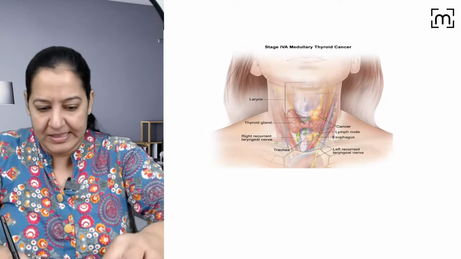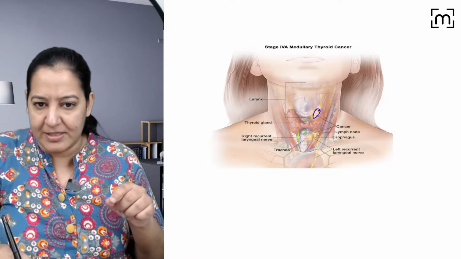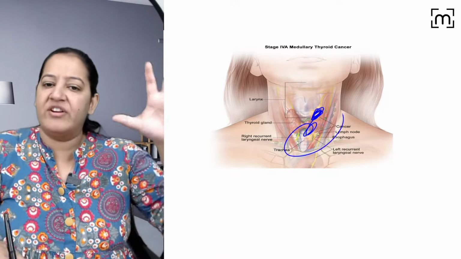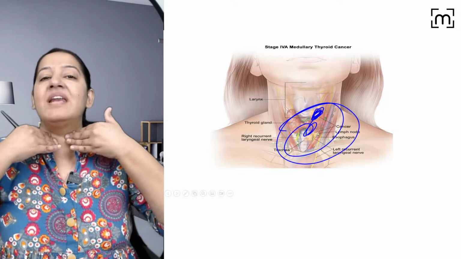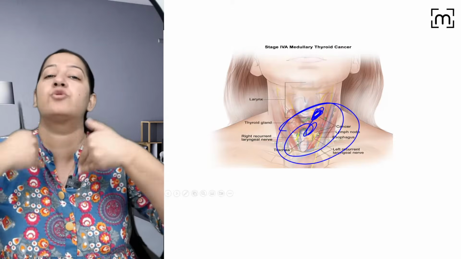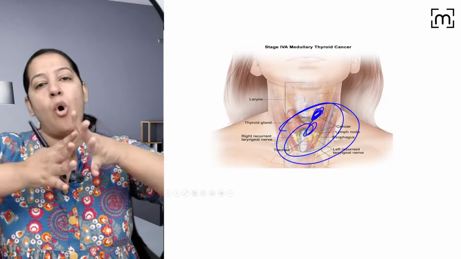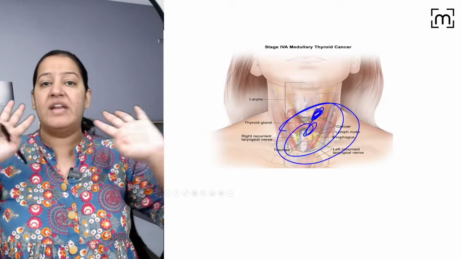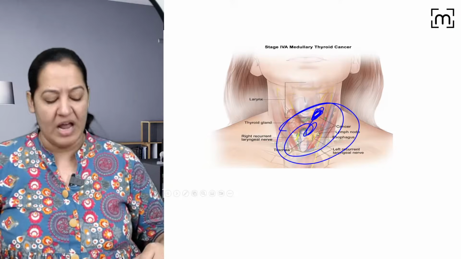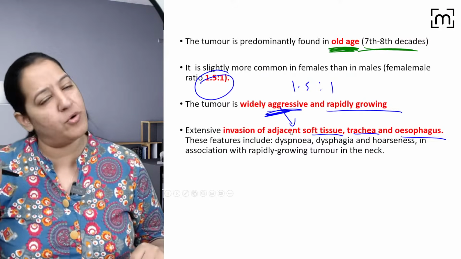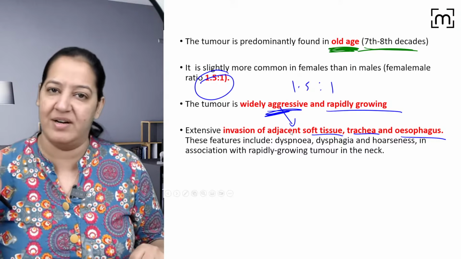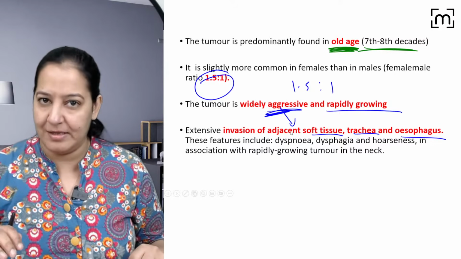Can you see here? This is the tumor. It is the anaplastic carcinoma here. It is involving everything around it. In the neck we have the trachea, we have the esophagus, we have muscles also. So it is invading and involving all the structures in the neck. It is most difficult to treat and the prognosis is very worse. Most of the time the patient dies within a few days.